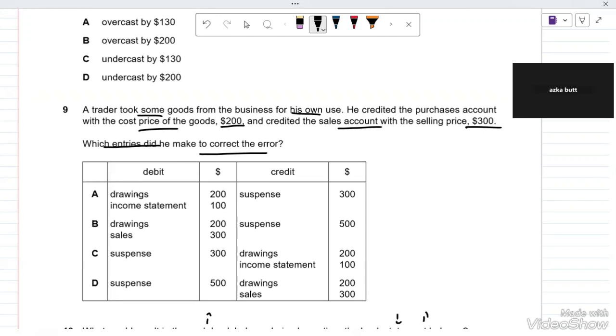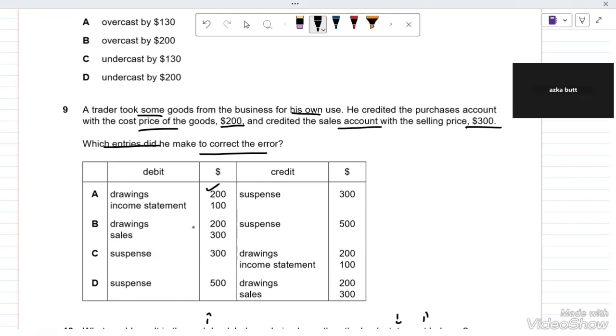In A option, he debited the drawings account by 200, so that is right. But he also debited the income statement. There should not be any income statement entry here because there is no link between the drawings and the income statement. We should not debit the income statement. Suspense is on the credit side, which is 300. Now let's check the B answer.